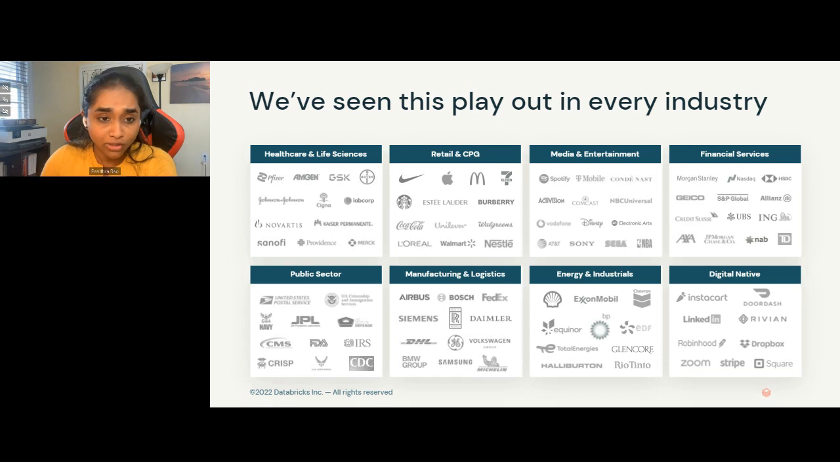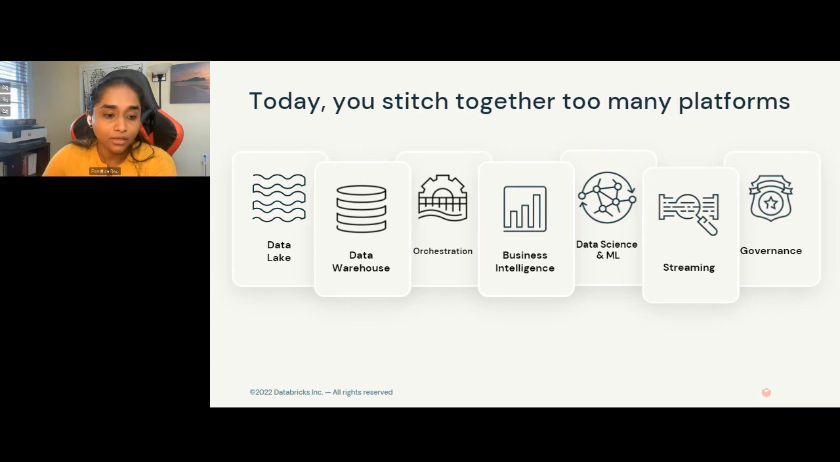But most organizations still struggle, right? Today, you stitch together too many platforms. You have a data lake and a data warehouse, where all of your structured and unstructured data are sitting. There's an orchestration platform to handle all of your ETL workloads. Then you have a SQL-based BI stack to do analytics and reporting. Of course, you also have separate stacks for data science and machine learning that are hitting both your data warehouse and the lake. And likely yet another platform for streaming workloads.